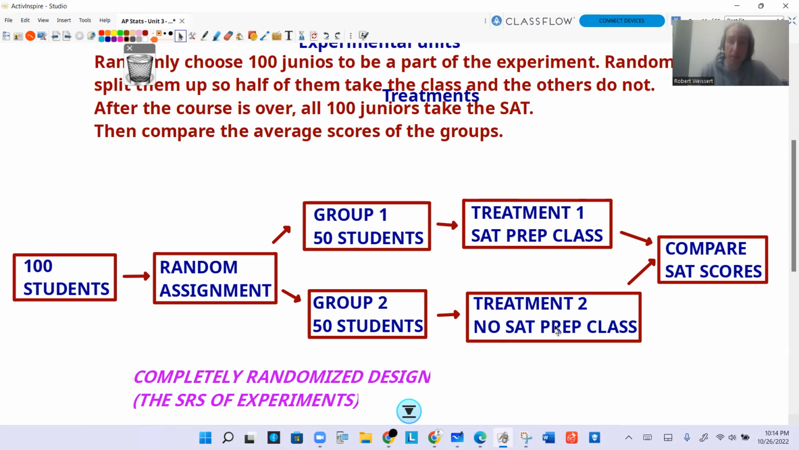And then once we get the scores, we can compare them and we can see, does the SAT prep class show some sort of improvement in the SAT scores? This is a completely randomized design, and we call this the SRS, the simple random sample of experiments. It's not really called that, but that's what you can kind of compare it to.